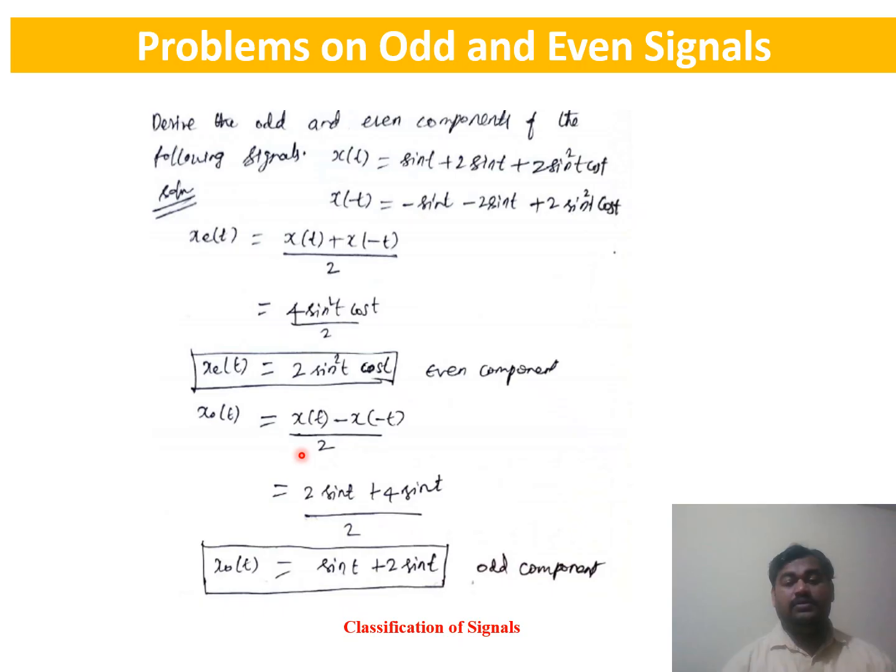To find the odd component of the signal, x of t minus x of minus t, divided by 2. Considering this minus, plus plus, this will become minus. We cancel this, and you will be getting 2 sin t plus 4 sin t divided by 2, equal to sin t plus 2 sin t. This is the odd component of the signal.